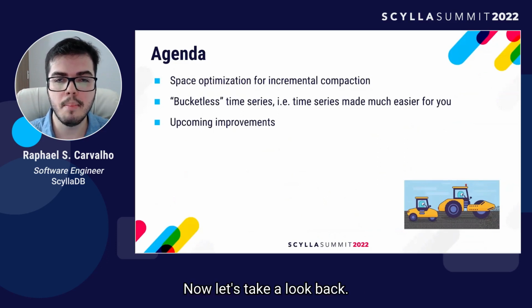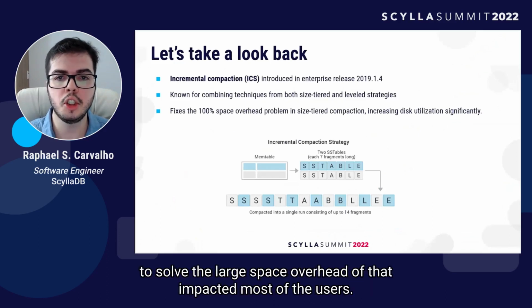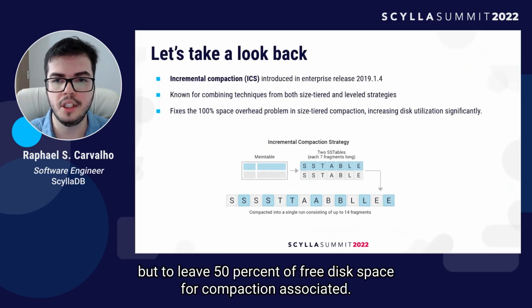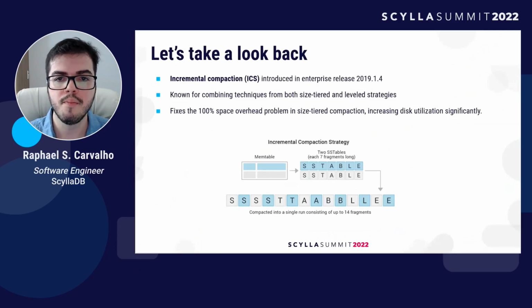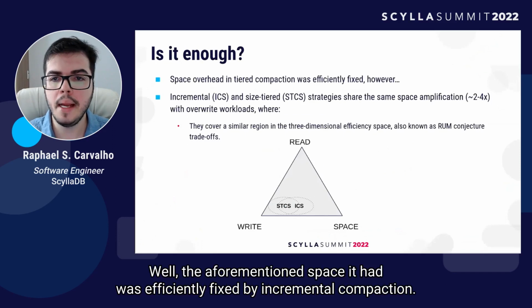Now let's take a look back. Incremental compaction strategy, or ICS, was introduced back in 2019 to solve the large space overhead that affects most of the users. Before its existence, users were left with no choice but to leave 50% of free disk space for compaction to succeed. But was it enough? Well, the aforementioned space overhead was efficiently fixed by incremental compaction.